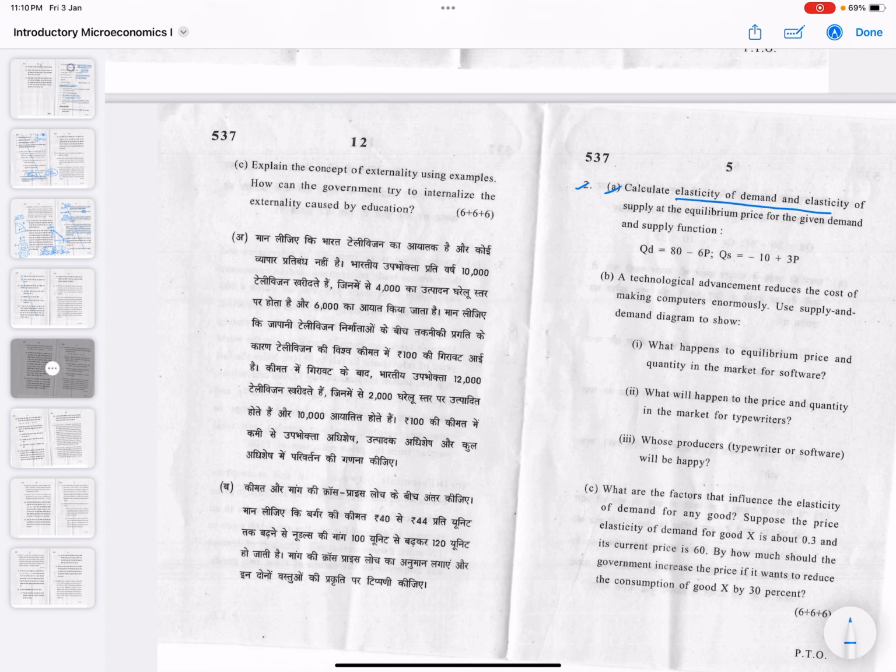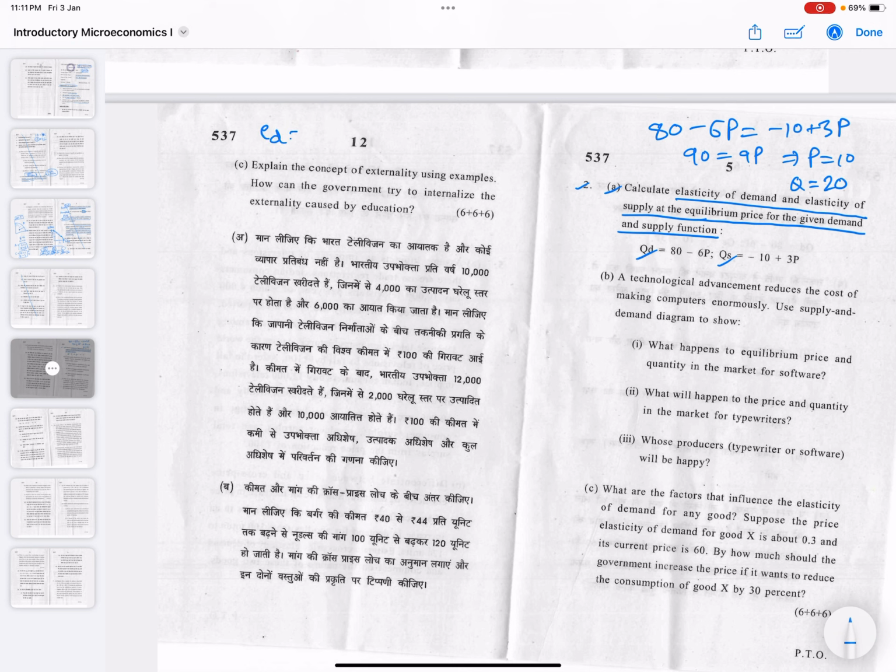Calculate elasticity of demand and elasticity of supply at the equilibrium price for the given demand and supply function. So we know at equilibrium, the quantity demanded would be equal to quantity supplied. So 80 minus 6p equals minus 10 plus 3p. So we have 90 equals 9p. This implies price is 10. If price is 10, quantity would be, you can either put in quantity demanded or in quantity supplied, you will get the same value. So the quantity would be 20.